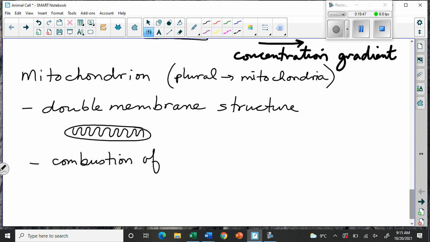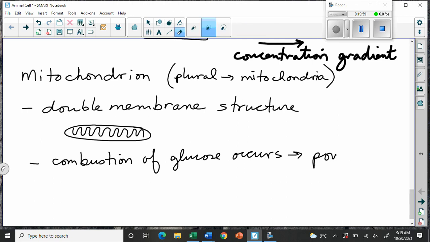of glucose occurs. So in other words, this is how we generate... I'm not going to put power. Power is not really what it generates. What it generates is energy. There's a slight difference in those two things. We often say powerhouse, right? But really it's the energy house. It's the energy house, or the energy production for the cell.